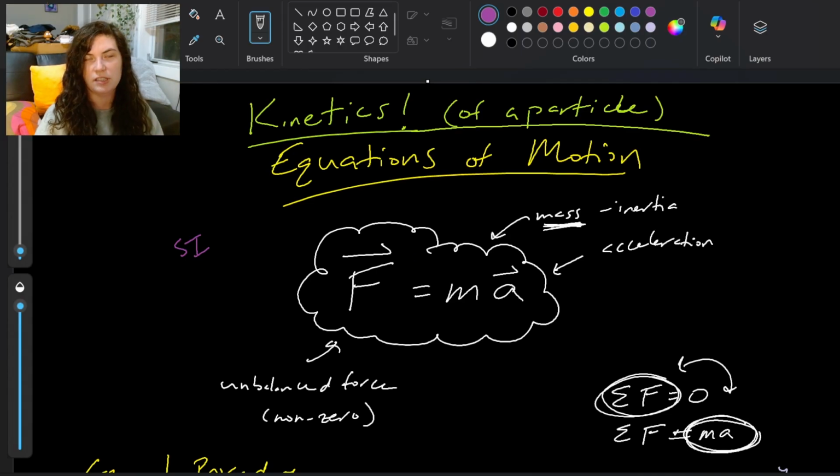This one probably feels a little bit more common to us. We use it a lot during statics. You see it a lot in physics. Our force is in newtons. That's the standard unit for force in SI units. Mass is in kilograms, and acceleration is in meters per second squared. And gravity in SI units is 9.81 meters per second squared.